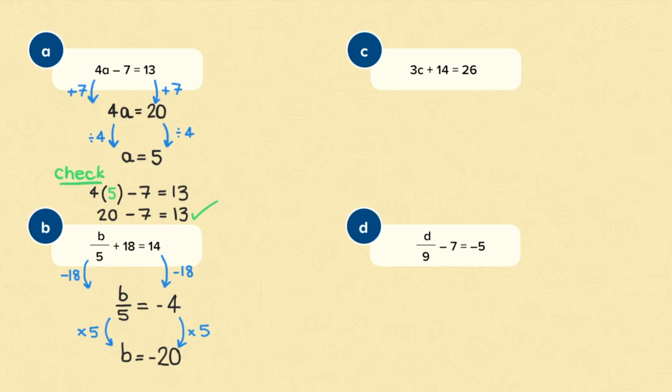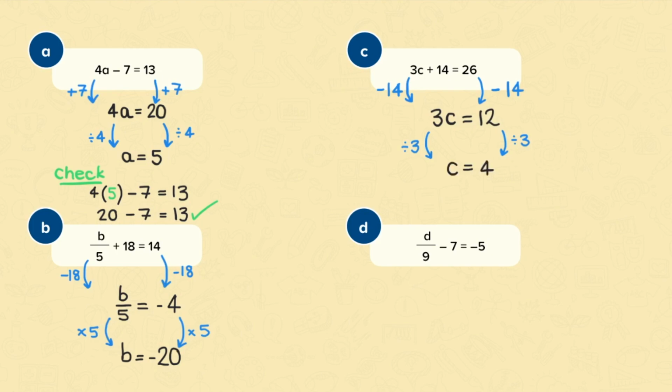Let's check your answers. Question C. 3c plus 14 equals 26. First, we take away 14 from each side to get 3c equals 12. Finally, we divide by 3 on both sides to find c equals 4.